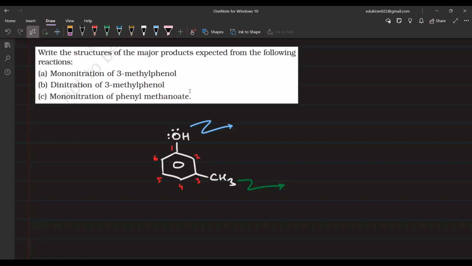How do you check whether something is ortho, para or meta? Sir, the first position is ortho, then meta. I'm asking about the group actually. Like, the OH group is ortho, para or meta. How will you decide? Ortho, para or meta? How will you decide? So by the position. By the position.